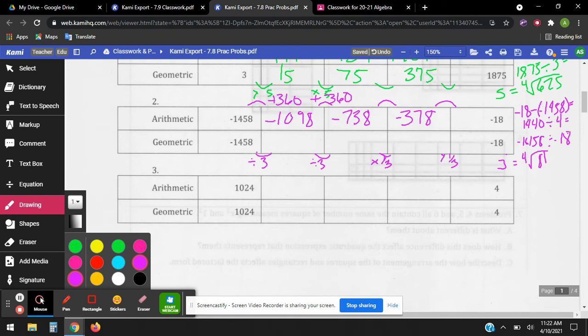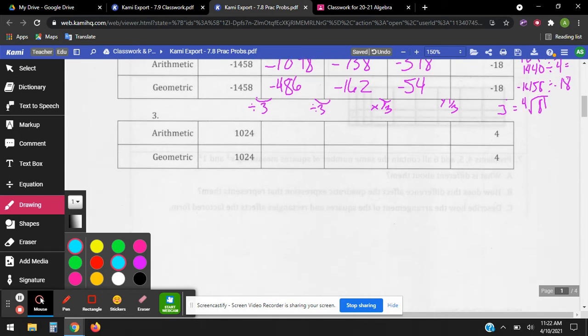So negative 1458 divided by 3 is negative 486. Divided by 3 is negative 162. Divided by 3 is negative 54. Okay, divide by 3 again would get me the negative 18. All right, last one. 1,024 minus 4 is going to equal 1,020. And if I divide that by the number of jumps, still looking at 4, 1020 divided by 4 is 255.